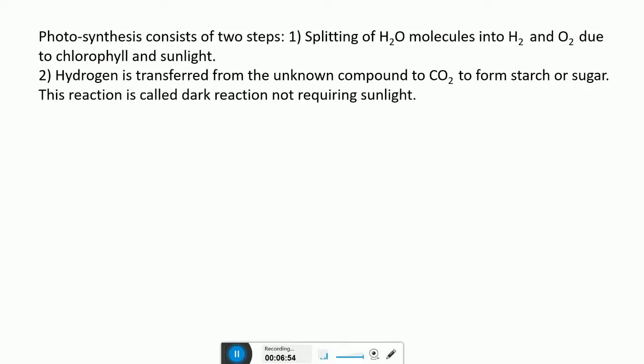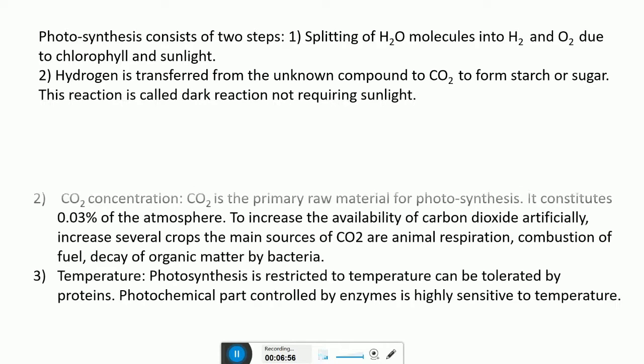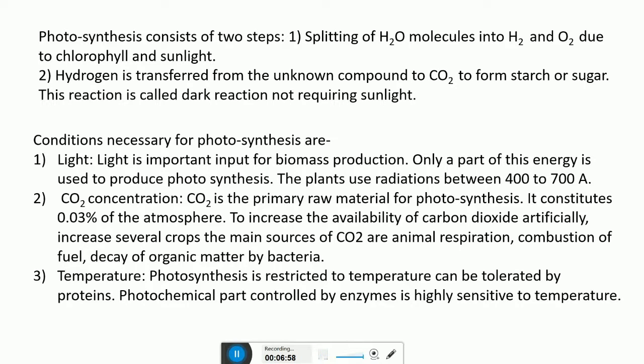The conditions necessary for photosynthesis are: first condition is light. It requires light. One of the important inputs for biomass production is the intensity of solar radiation. Only a part of this energy, means 40 to 45%, is of appropriate wavelength, that is 400 to 700, to produce photosynthesis.